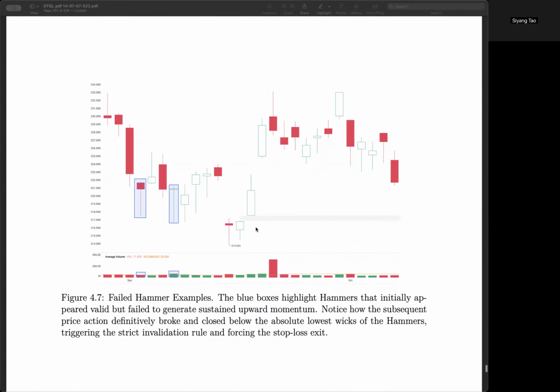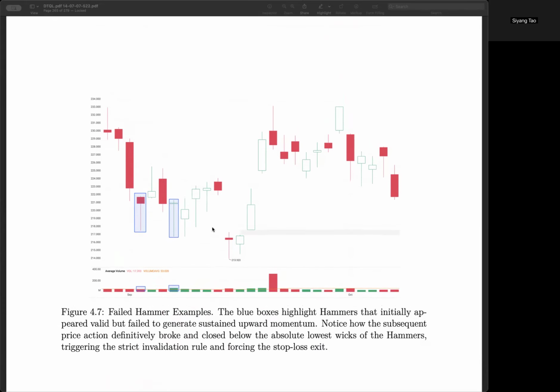But now, look at this failed example. The hammers print right here and here. But the bulls fail to defend the zone. Within a few days, the price definitively breaks and closes below the absolute lowest wick of the hammer. Like here. The structural floor has fractured and the setup is mathematically invalidated. Our stop loss executes to protect our capital.